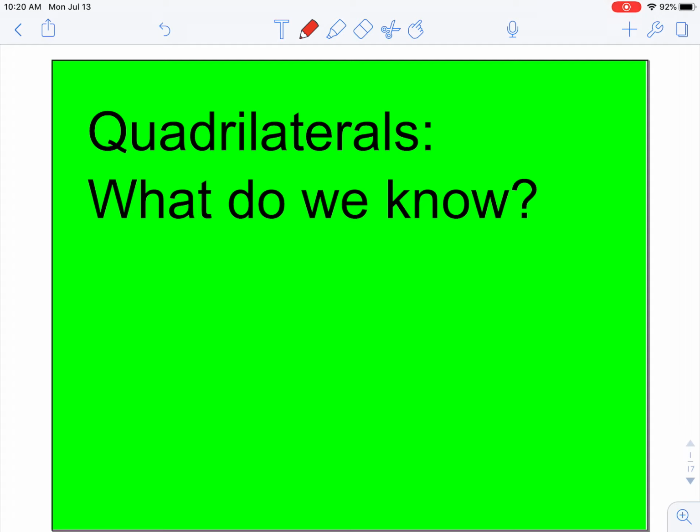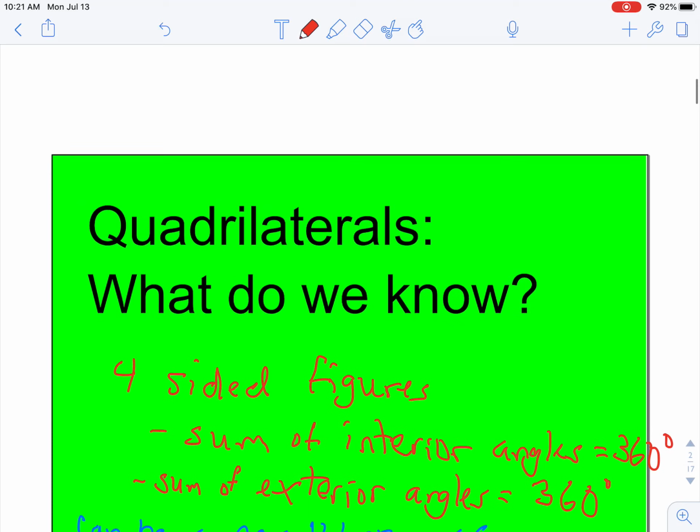Section 8.5, we're going to talk about trapezoids and kites. But first of all, take a minute right here to write down everything you might be able to say about a quadrilateral. Like, what do we know? Anything at all about any quadrilateral?